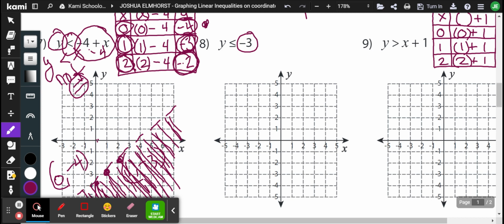So we have no x in this situation. So we're just going to do y is less than -3. So we're going to find y for -3. It is equal to, we're going to have a solid line, and then it is everything that is below that line.